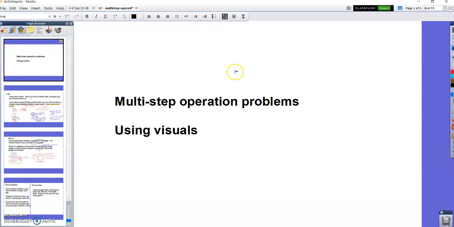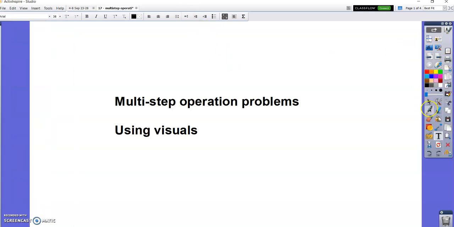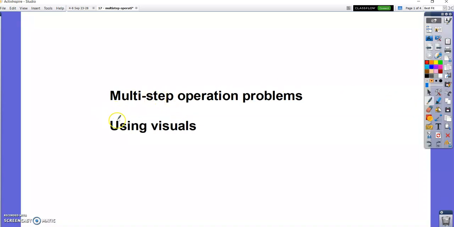Hey there, fourth grade. I want to spend another day talking about multi-step operation problems today, and I want to talk today about using visuals. So here's what you can do.